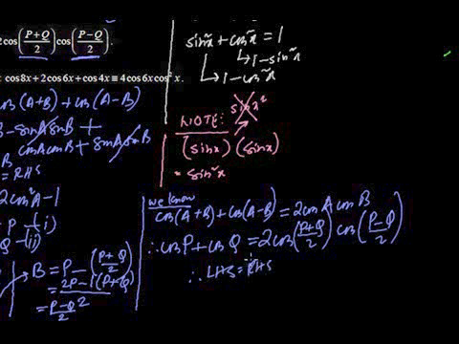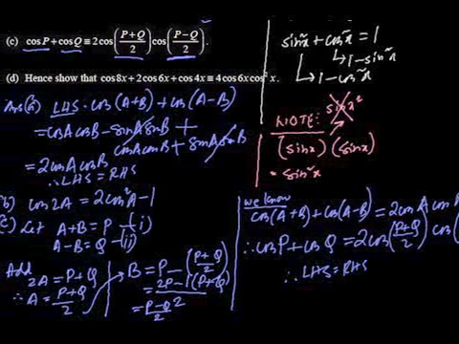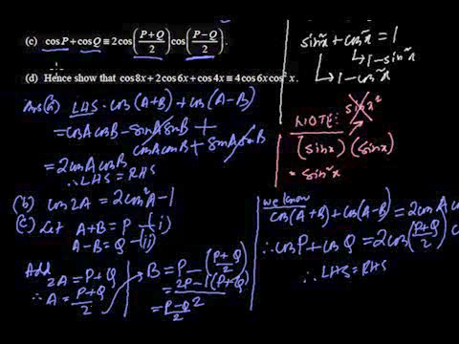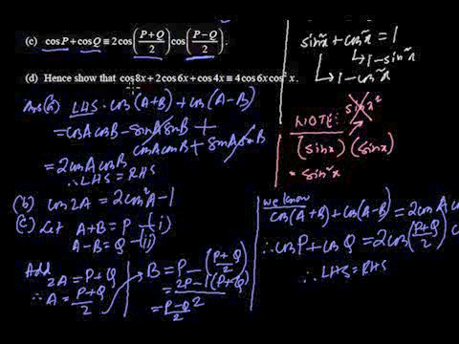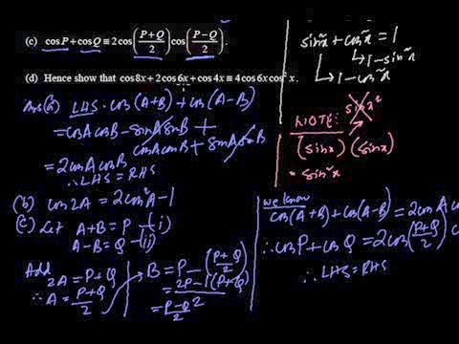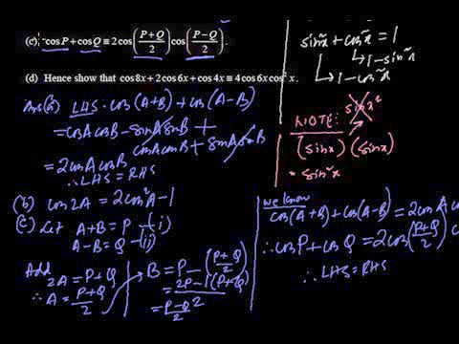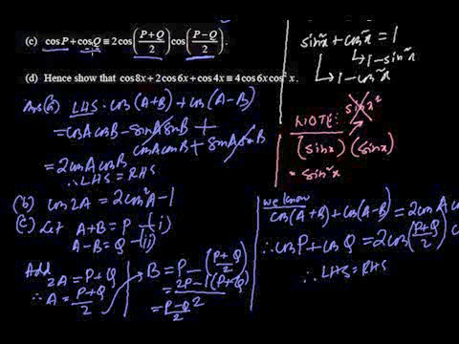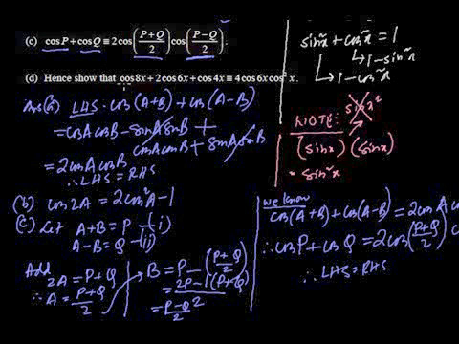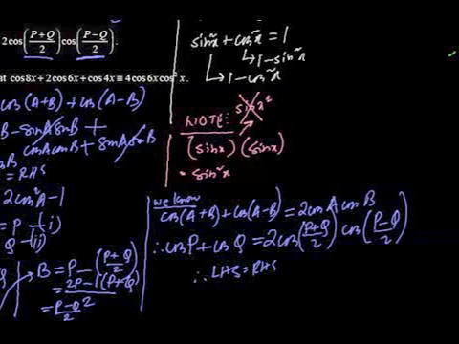So this has been proved. Now the final one, the last question was, after it has been proved, hence show that cos 8x plus 2 cos 6x plus cos 4x is... So hence means we have to use the previous sum, cos p plus cos q, and we have to prove this one. Now let's do this.